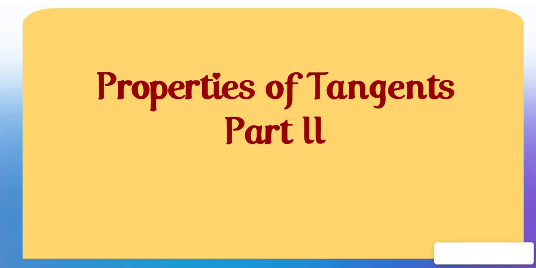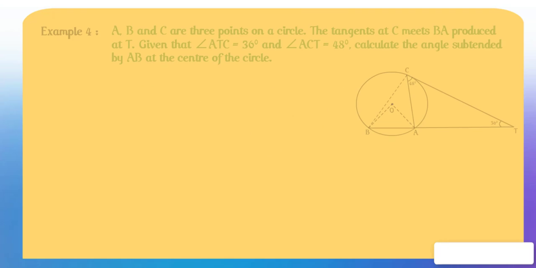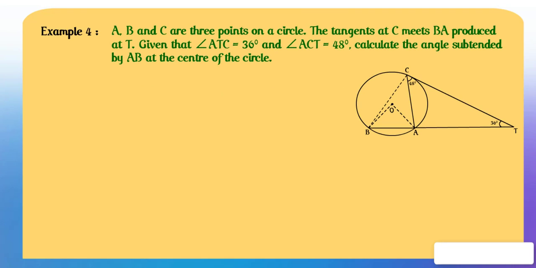Properties of tangents, Part 2. Let's take the next example. A, B and C are 3 points on a circle. The tangent at C meets BA produced at T. Given that angle ATC is equal to 36 degrees and angle ACT is equal to 48 degrees, calculate the angle subtended by AB at the center of the circle.